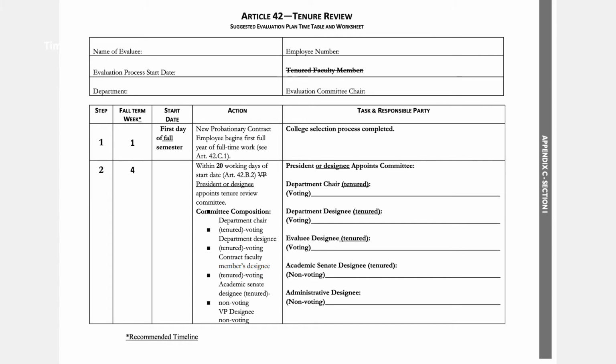So in this slide, I've just included a screenshot from Appendix C. It shows part of one of the timelines for an Article 42 evaluation. It actually has the timetables for both the 42 and the 19 evaluations. These are tools that we'll look at later on, but I just wanted to show you that it shows you step by step when in the semester or when in the term the evaluation steps should take place.